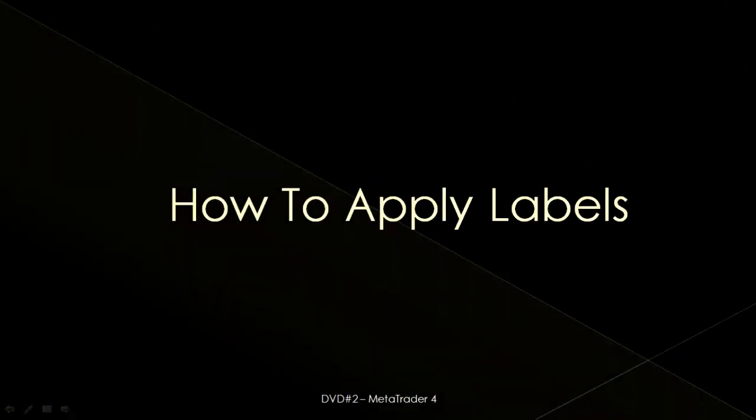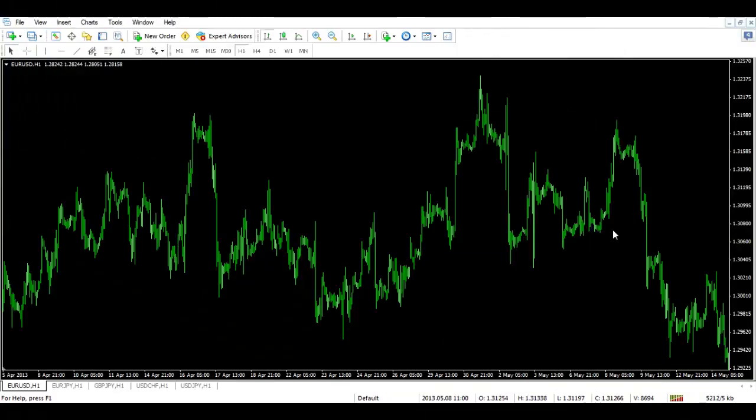How to apply labels. Applying a label to your chart is very simple. Let's take a look at how to go about doing this. At the top, you can see on your toolbar, you have a little T icon with a square around it. That is actually the text label icon.